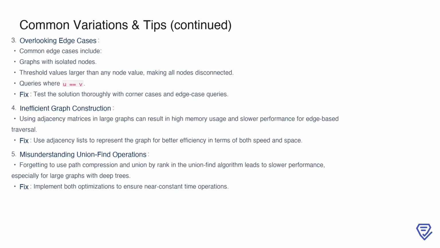Finally, misunderstanding how to use union find can lead to slower performance. If you forget to implement path compression and union by rank, the union find operations can become inefficient, especially for large graphs with deep trees. Including these optimizations ensures that operations run in near constant time.